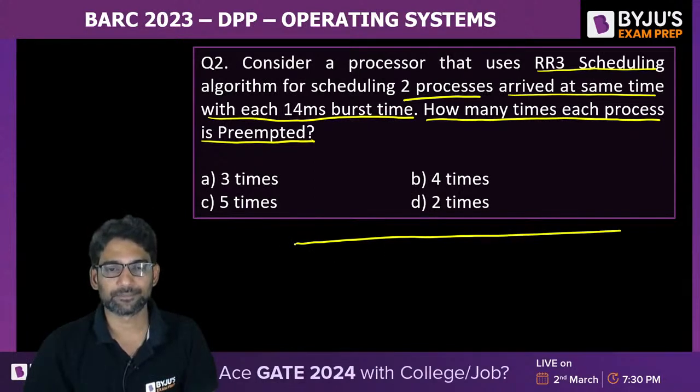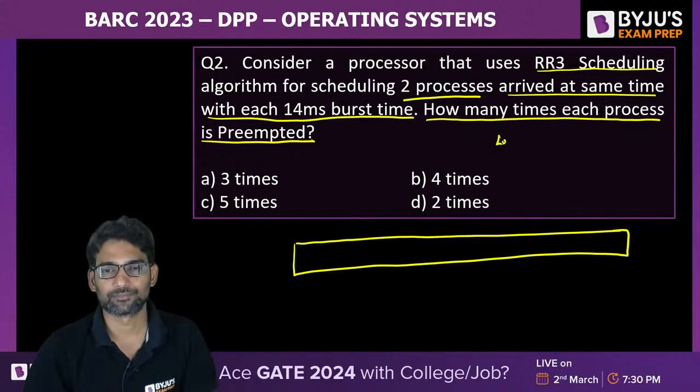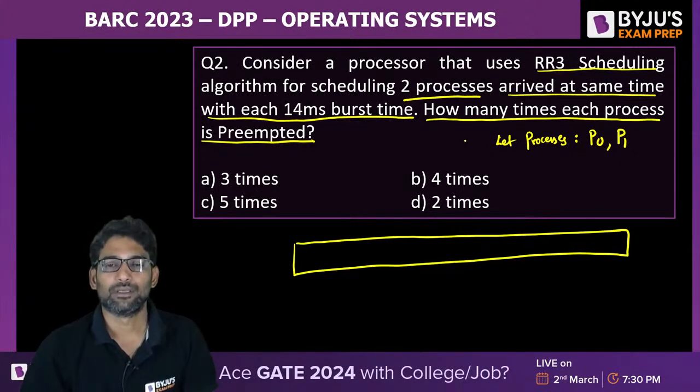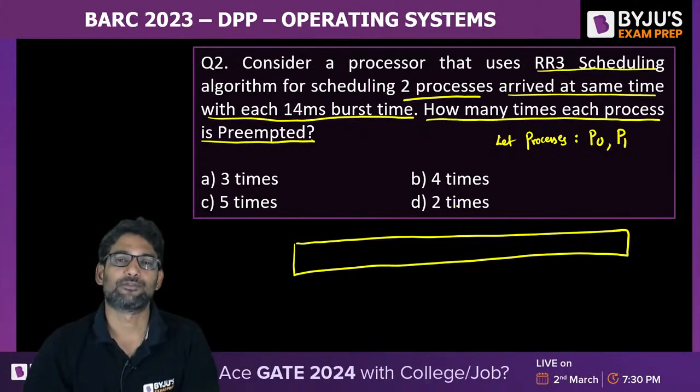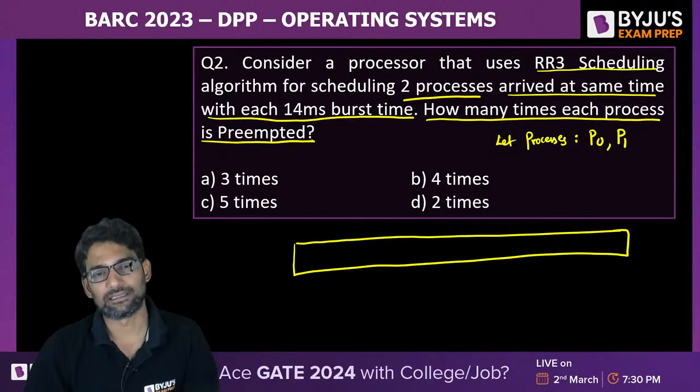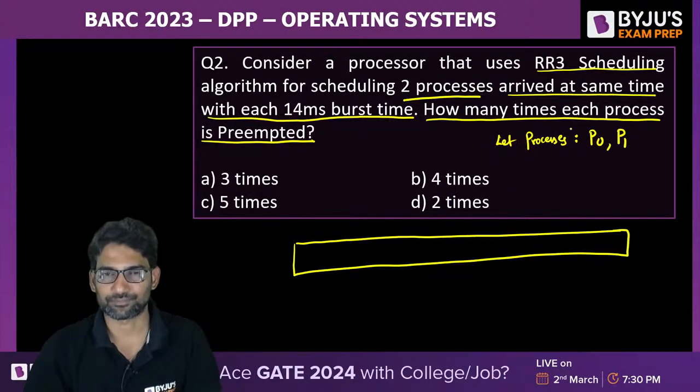Let us consider two processes, which I am marking as P0 and P1. Each has a 14 millisecond burst time and arrived at zero. Same time means, of course it is not mentioned, at zero you can say.